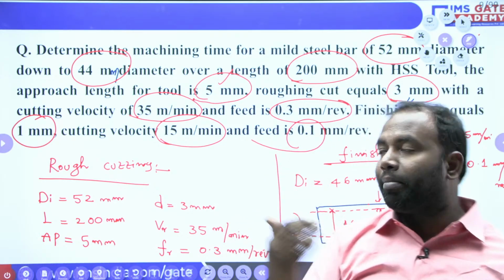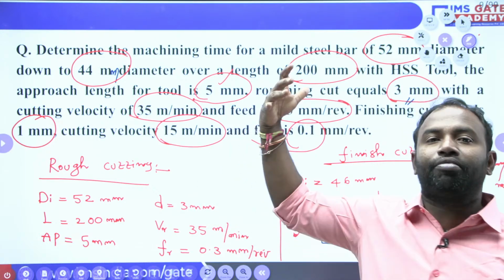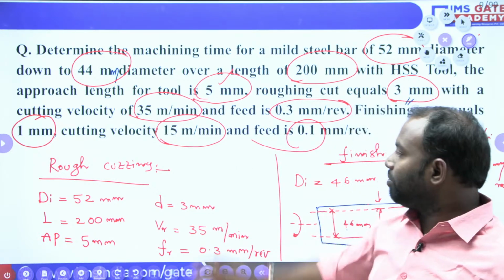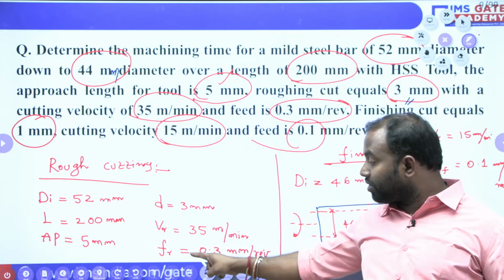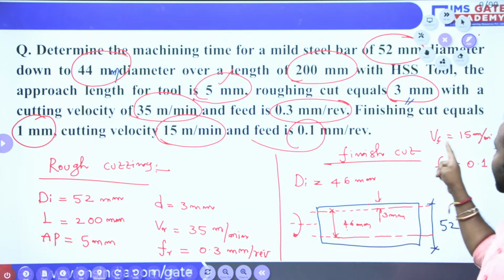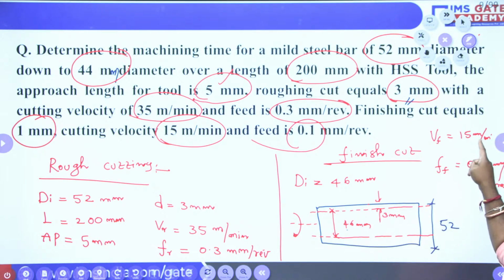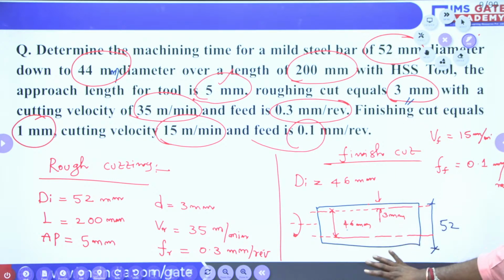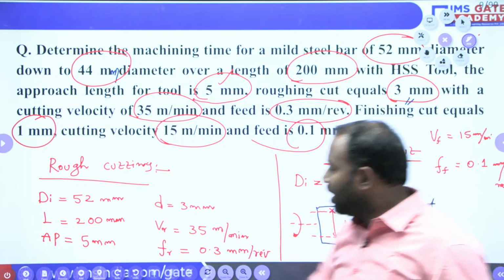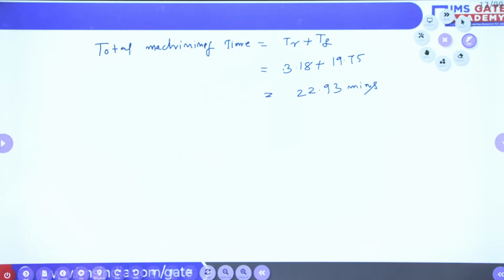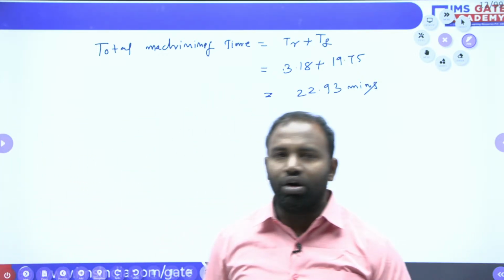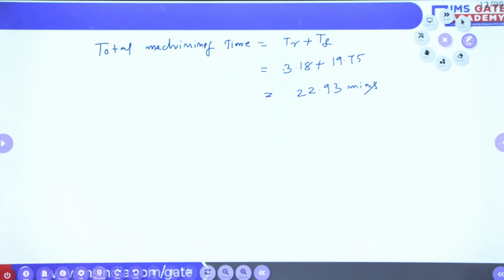And in the problem they mention different process parameters for the finishing cut as well as the rough cut, right? For the rough cut the cutting speed is 35 meters per minute and the feed is 0.3 mm per revolution. For the finishing cut, the cutting speed is 15 meters per minute and the feed is 0.1 mm per revolution. Accordingly we calculate the machining time for the finishing cut and the rough cut, and then if you add both, you get the total time. Clear everybody? So hope you understand the question. Thank you all. Okay, right, now let us go for the next question.